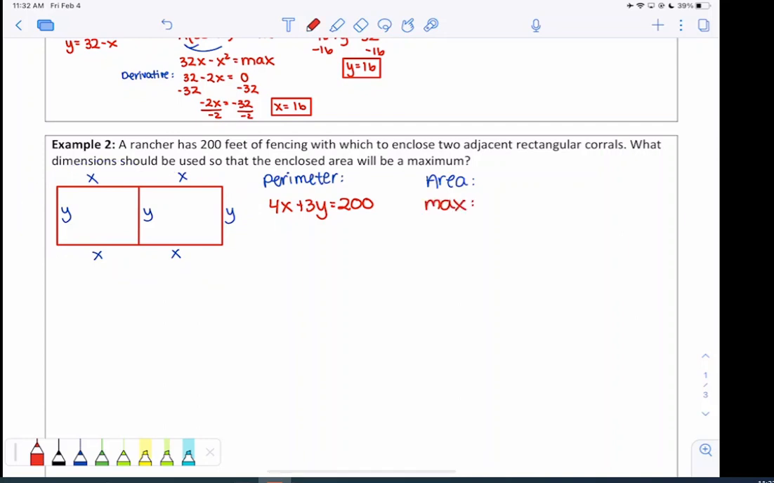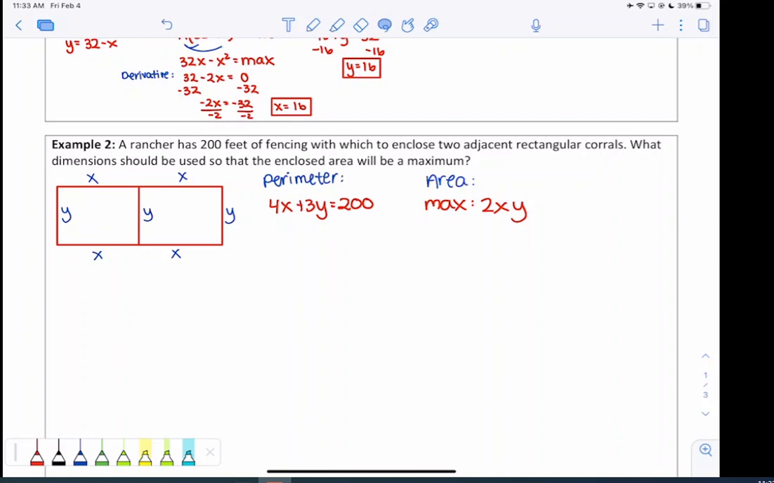What's my length of this rectangle? 2x, right? I have x and x, so my length is 2x, and what is my width? y. So 2x times y. If I take this times this, that's going to give me my total area, which I want to maximize. Drawing a picture, very important, very helpful here.